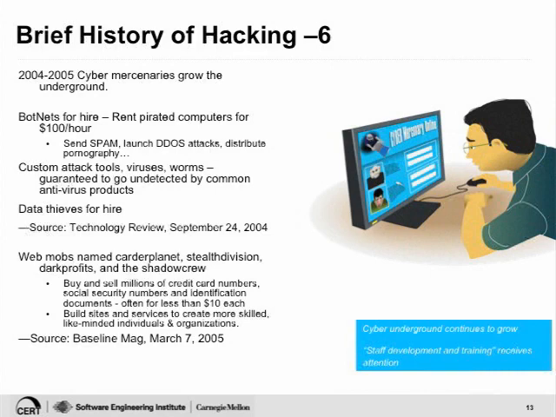And often we're seeing today that these cyber mercenaries are contracting not just with criminal groups, but also with nation states to achieve espionage attacks against the U.S. and other European countries. We also began to see the prominent development of what are called web mobs. Back then, in 2005, they had names like Carder Planet, Stealth Division, Dark Prophets, Shadow Crew, but these were organizations that helped build the underground.